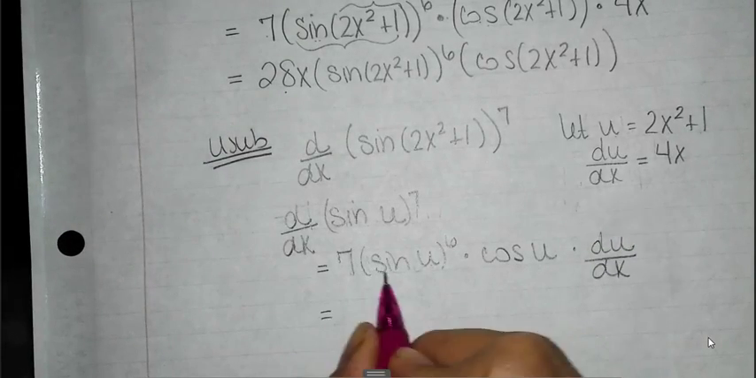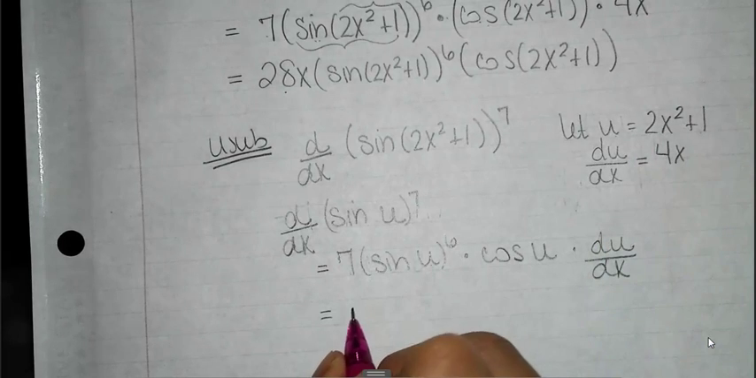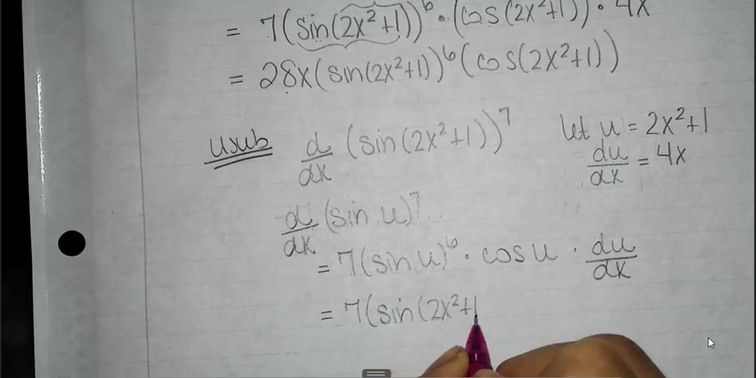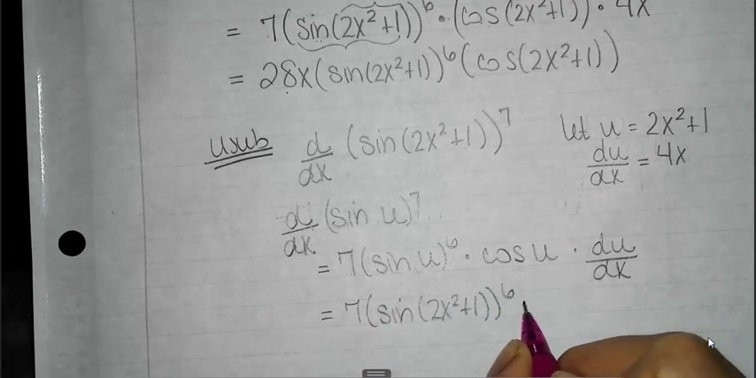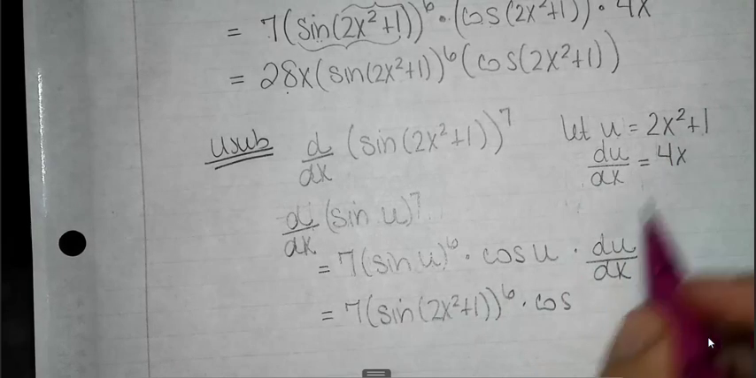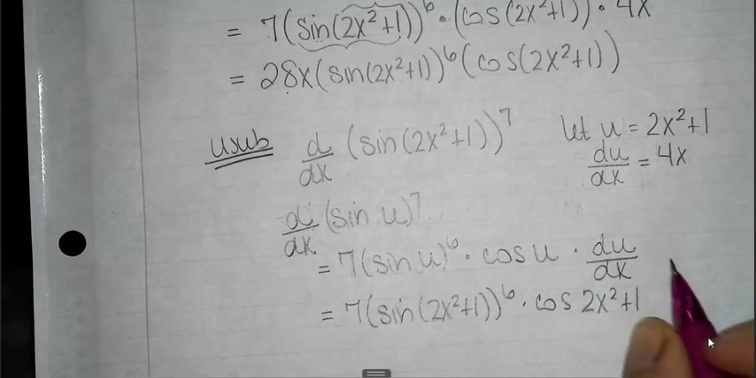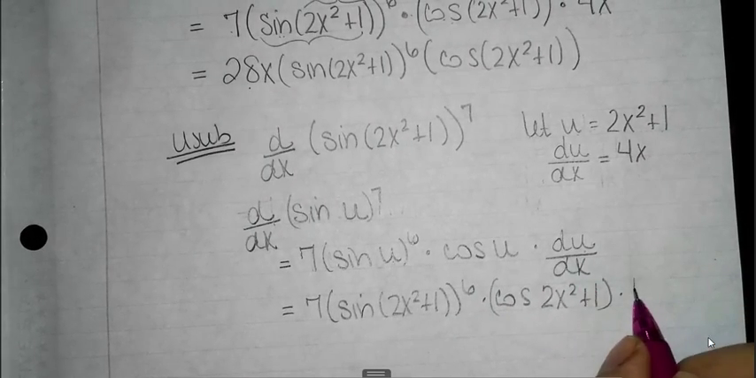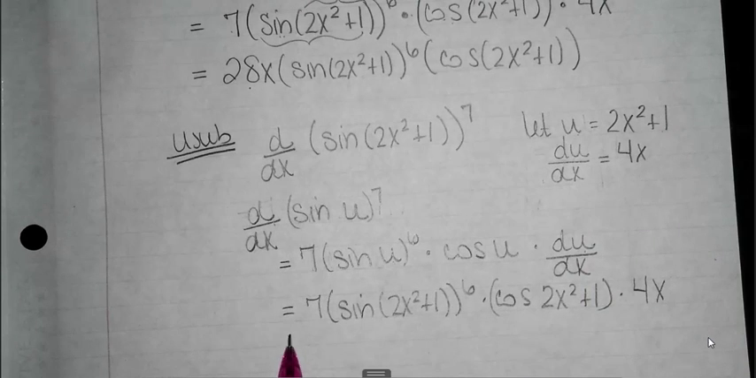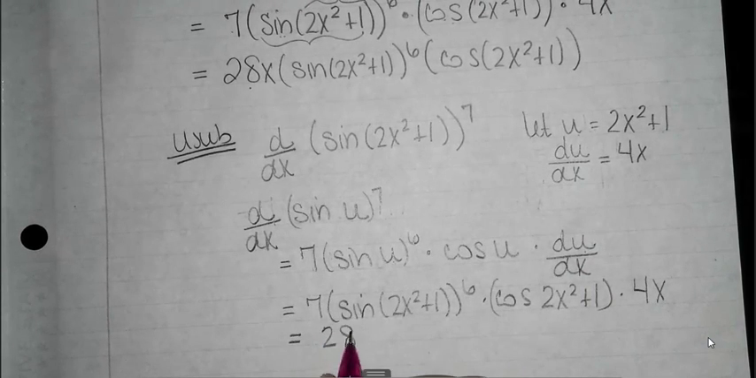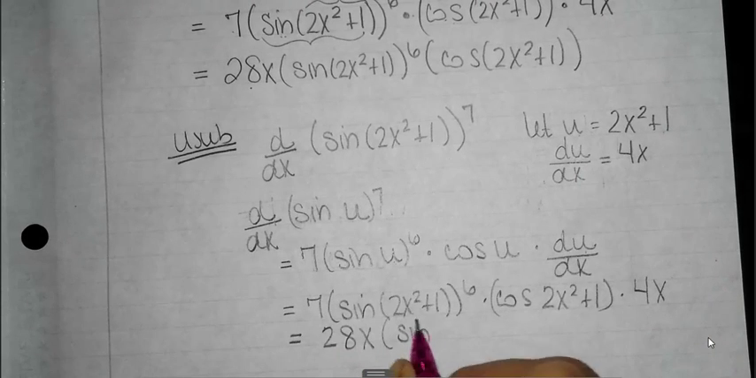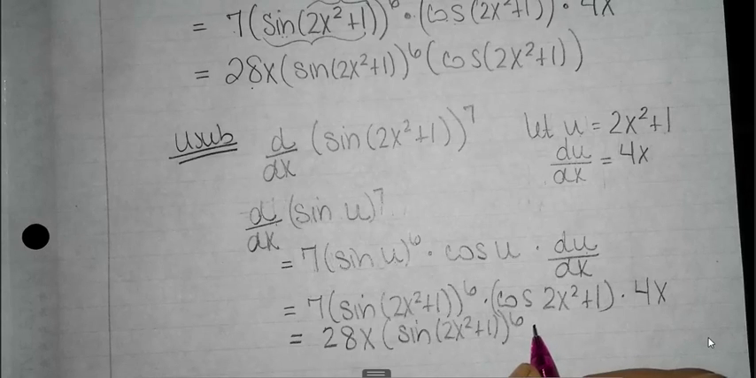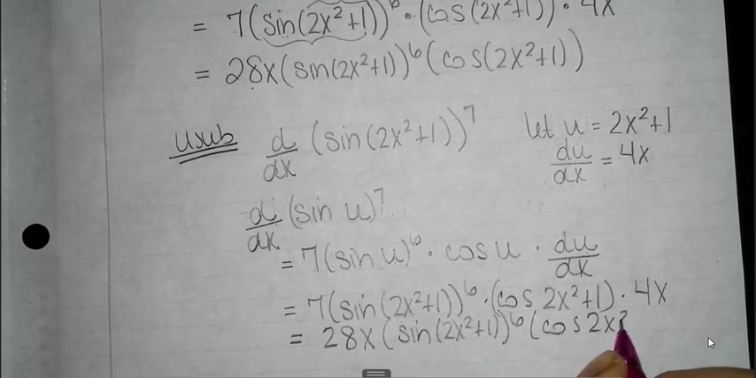Okay, so simplifying this all and substituting back in what U was, this will be 7 sine of 2x squared plus 1 to the 6th power, times cosine of U, which is 2x squared plus 1, times the derivative of U with respect to x, which was 4x. So you'll notice that gives me the exact same thing. I've got 28x times sine of 2x squared plus 1 to the 6th power, times cosine of 2x squared plus 1.